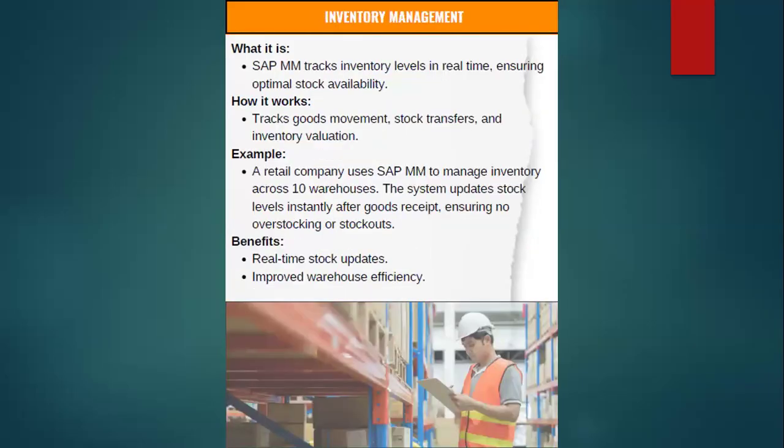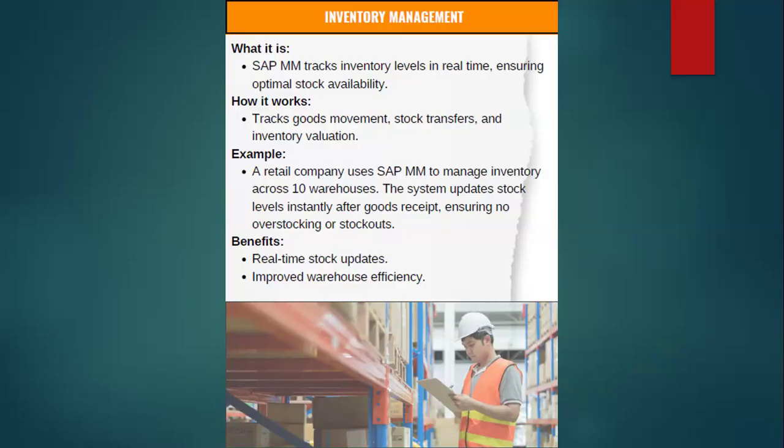Now coming to inventory management. What is it? SAP MM tracks inventory levels in real time, ensuring optimal stock availability. And how does it work? It tracks the goods movement, stock transfers, and inventory valuation. For example, a retail company uses SAP MM to manage inventory across 10 warehouses. The system updates stock levels instantly after goods receipt, ensuring no overstocking or stockouts.